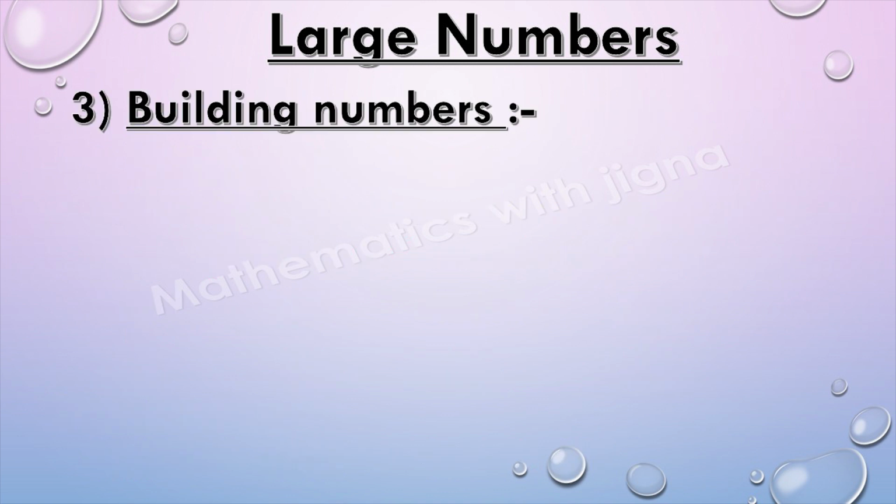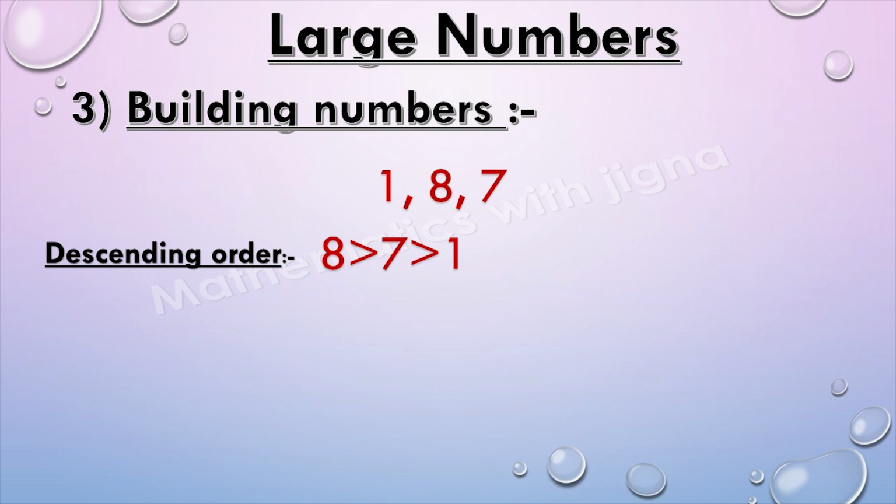Now let's discuss the building of numbers. Here I have taken the digits 1, 8, 7, 3. We have to find out the greatest 3-digit number and the smallest 3-digit number using these digits. For the greatest number we have to arrange the digits in descending order. So the descending order of these digits is, look here, 8, 7, 1. So the greatest number is 871.